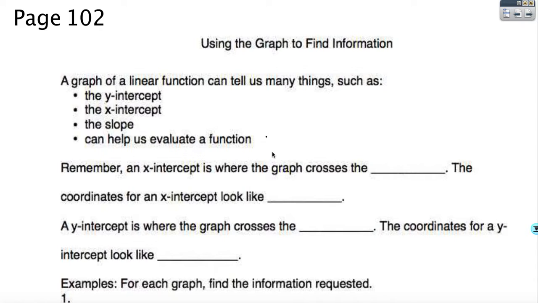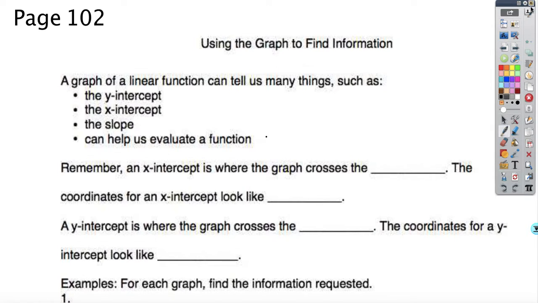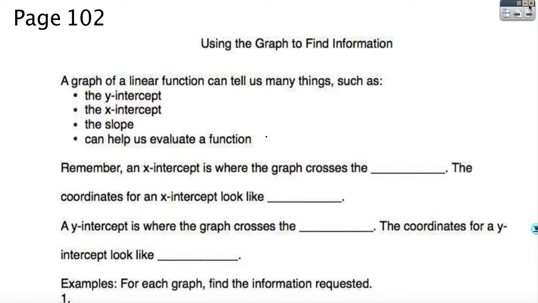Today we're going to talk about how you use the graph to find information. So you should have gotten a packet earlier today, and in that packet you'll notice that you have 3 papers. The first paper is the first set of notes that we're going to talk about, which is using the graph to find information. This page should go on page 102 in your notebook.